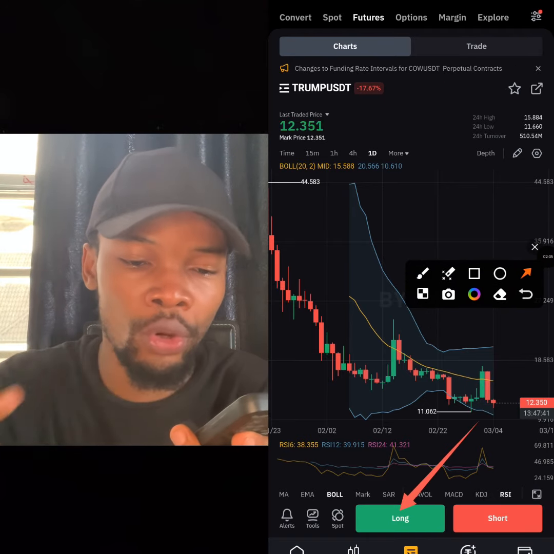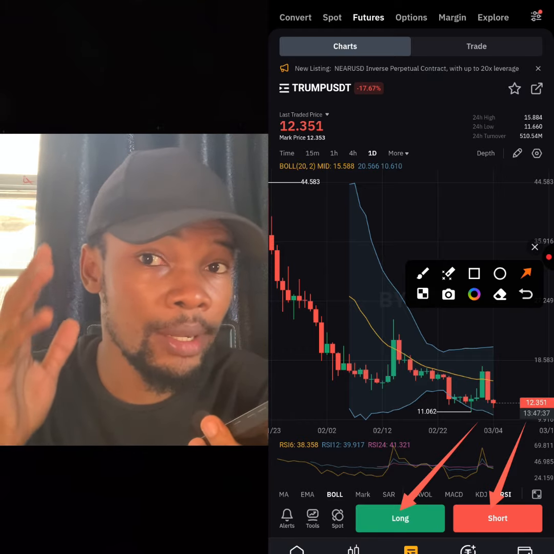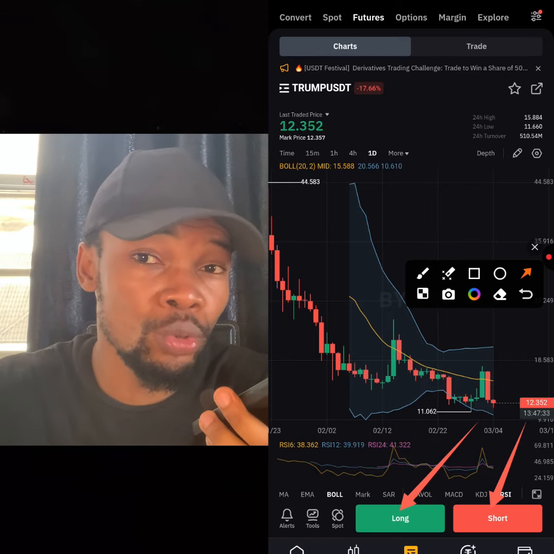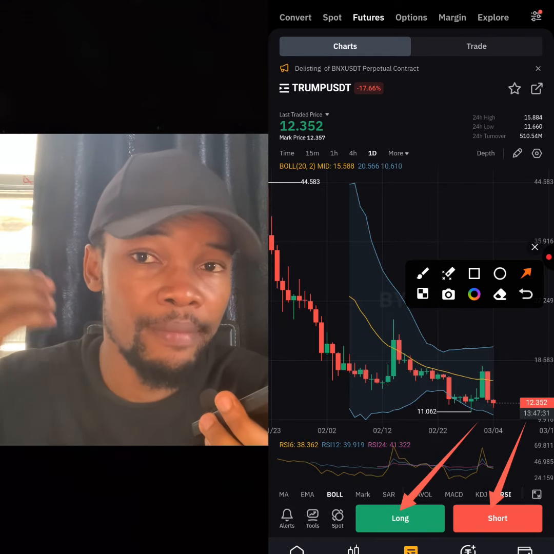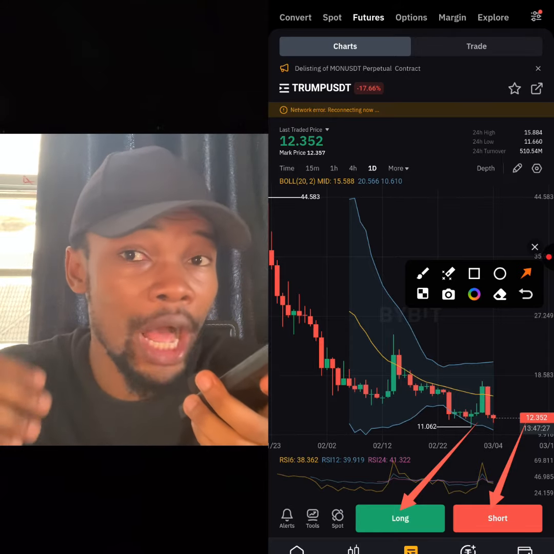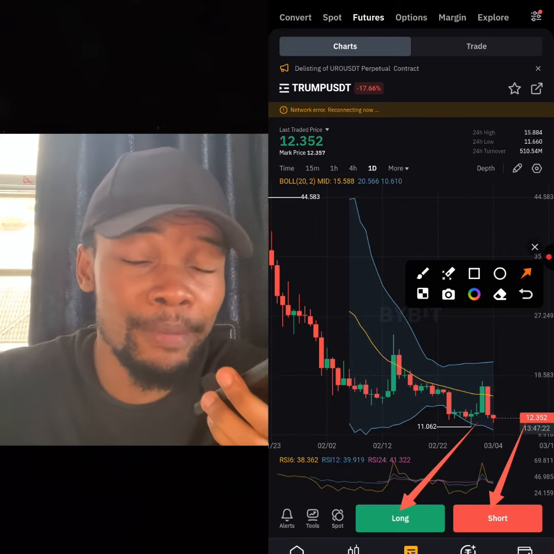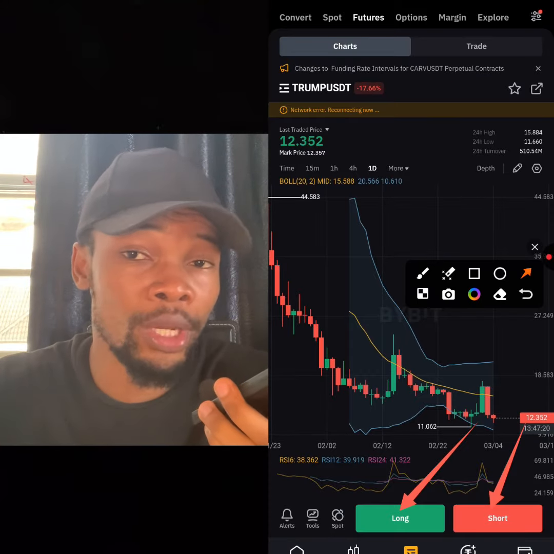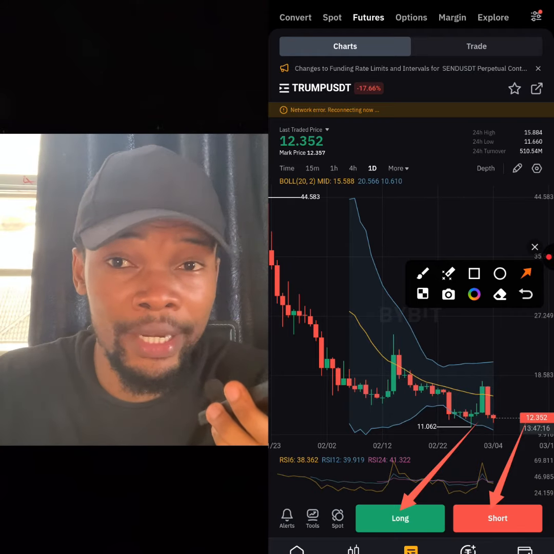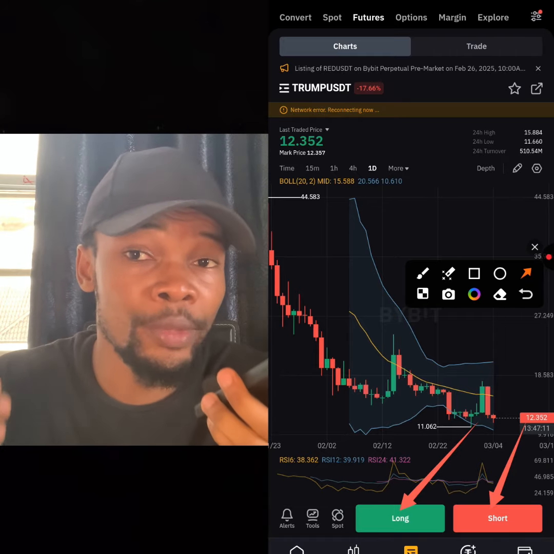Okay. So the next step is to select what you want to do. So you can click on long or short. Long means you are saying that you think the price of that crypto will go up. Short means you are saying that the price of that crypto will go down. So apparently, if you click on long, it means you are predicting the price of Trump will go up. And when the price of Trump goes up, you make profit. If you click on short, it means you are predicting that the price of Trump will go down. And if the price of Trump goes down, you make profit.